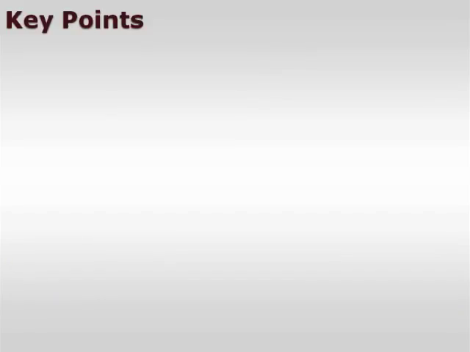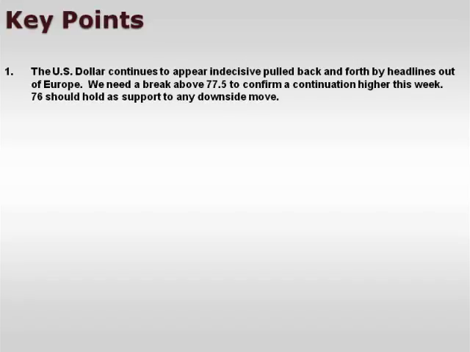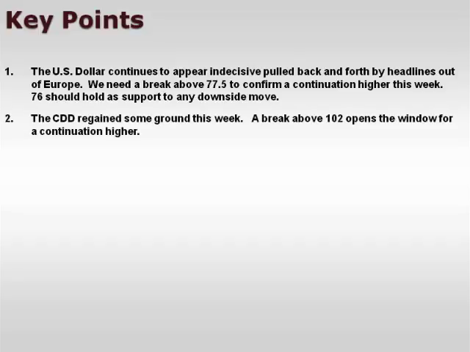Let's take a look at a few of our key points. First of all, the US dollar continues to appear indecisive, pulled back and forth by headlines out of Europe. We need to see a break above 77.5 to confirm a continuation higher this week. 76 should hold as support to any downside move. The CDD regained some ground last week. A break above 102 opens the window for a continuation higher.